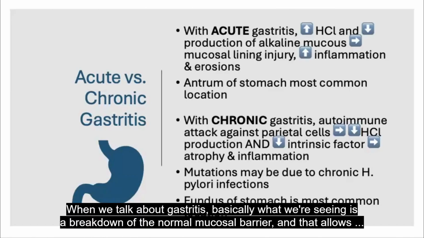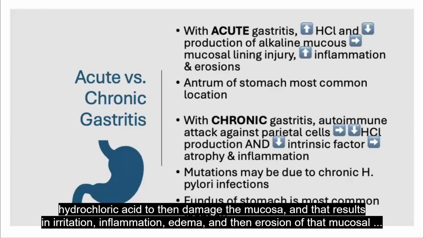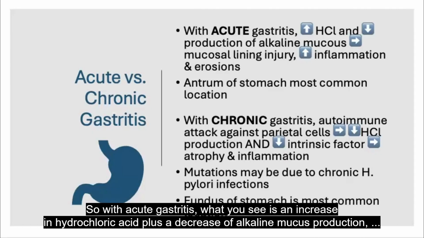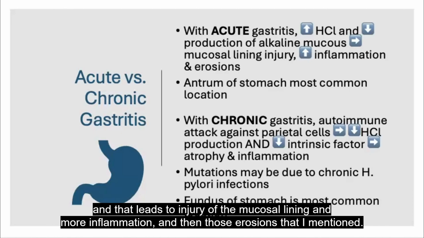When we talk about gastritis, basically what we're seeing is a breakdown of the normal mucosal barrier, and that allows hydrochloric acid to then damage the mucosa, and that results in irritation, inflammation, edema, and then erosion of that mucosal layer. So with acute gastritis, what you see is an increase in hydrochloric acid plus a decrease of alkaline mucus production, and that leads to injury of the mucosal lining and more inflammation, and then those erosions that I mentioned.